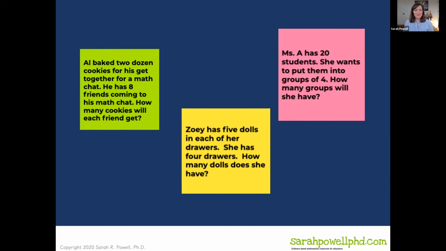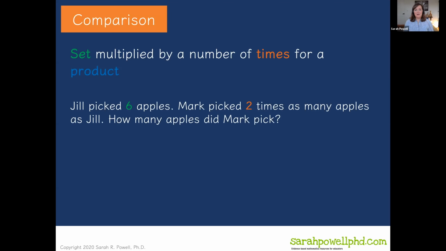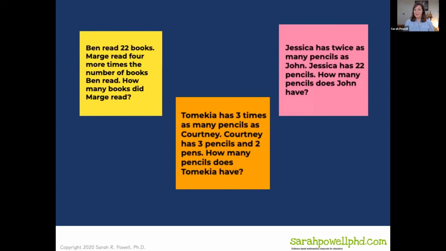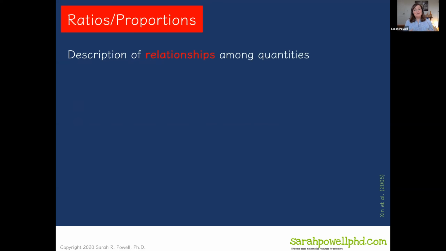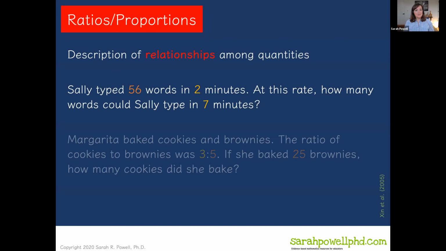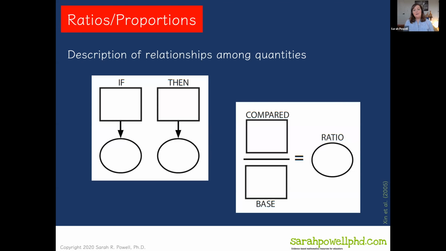Here are just several. We also talked about comparison stories where we have a set that's compared a number of times. And there were really great comparison stories as well. And then we focused on stories related to ratios or proportions. So here we're starting to think about, well, what are the relationships among these quantities? And here are some examples of some of the different types of ratios or proportions problems that we can set up and solve. And often we'll use graphic organizers. We can also use equations to help solve these problems.